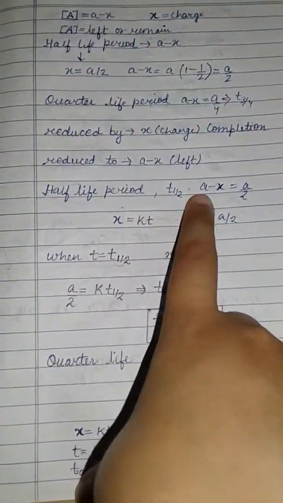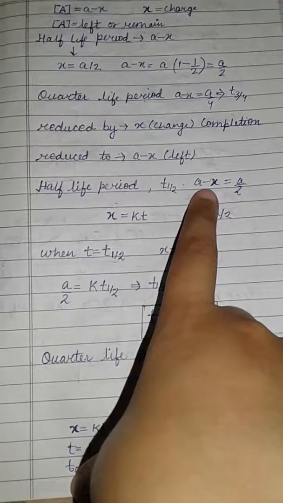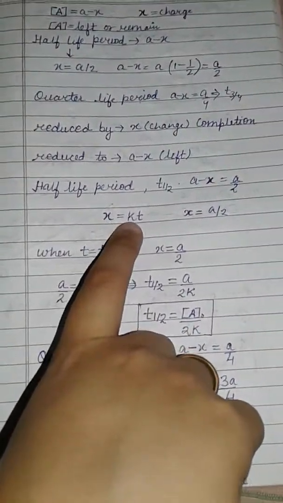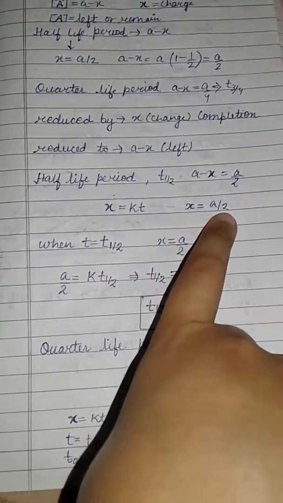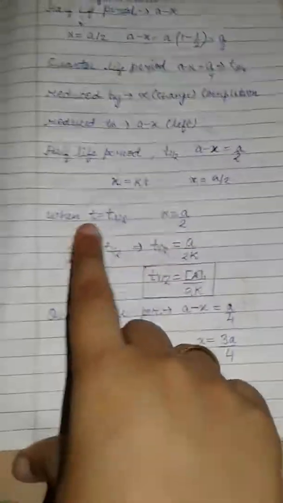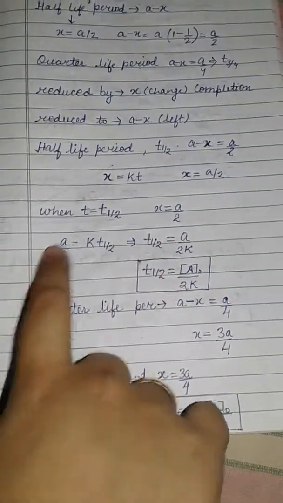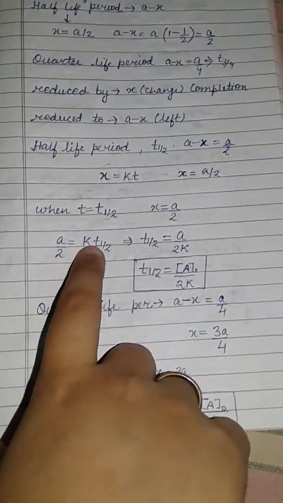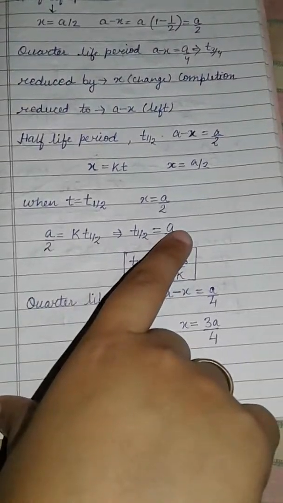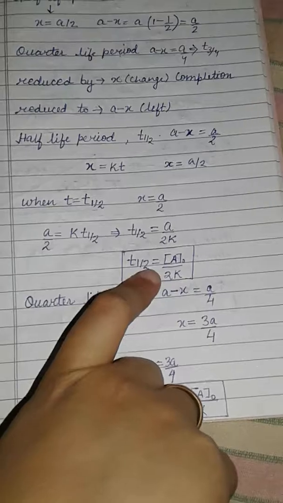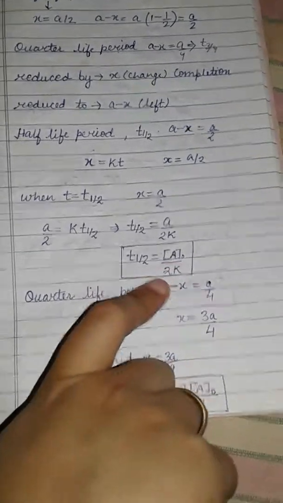Half-life period t half: a minus x, we will put a upon 2. X is equal to kt, we know x will be equal to a by 2 when t is equal to t half. So putting this in this equation, a by 2 is equal to k t half. T half will be equal to a upon 2k. That is, a is the initial concentration. So t half is equal to a naught upon 2k.